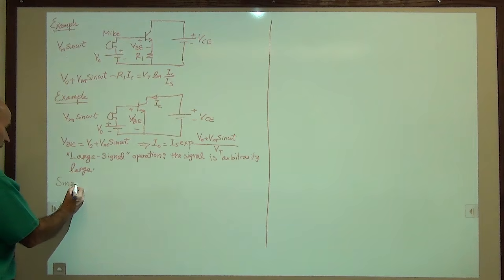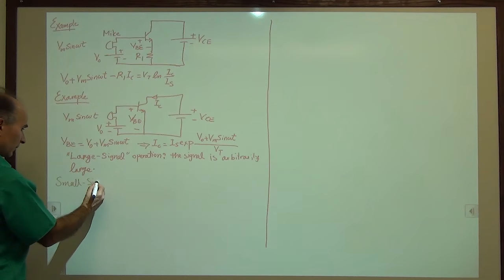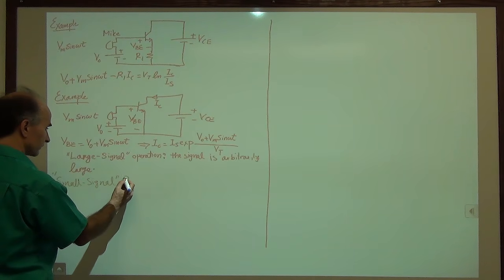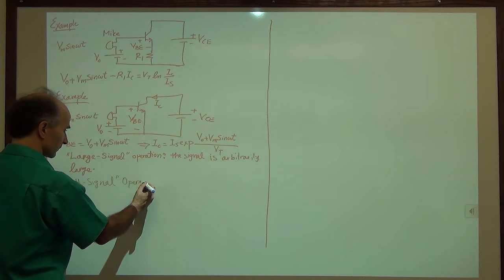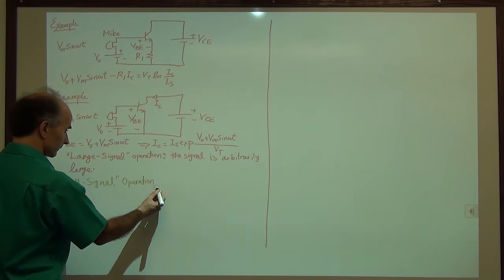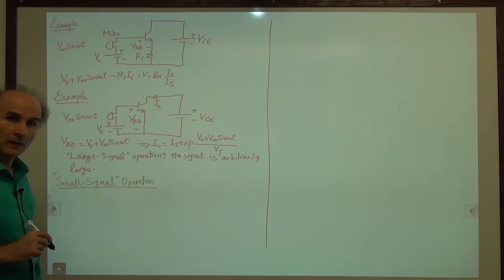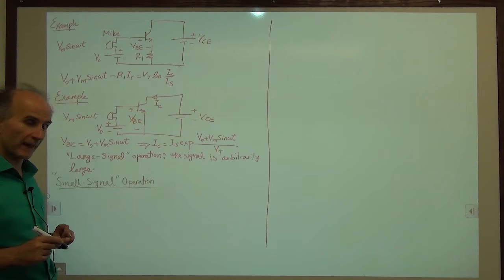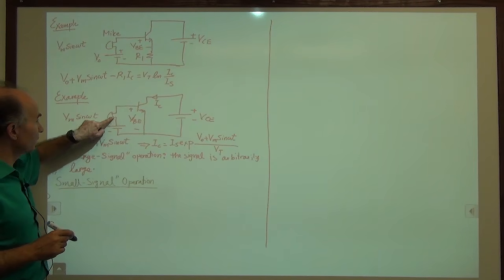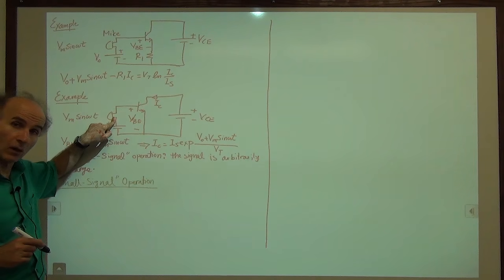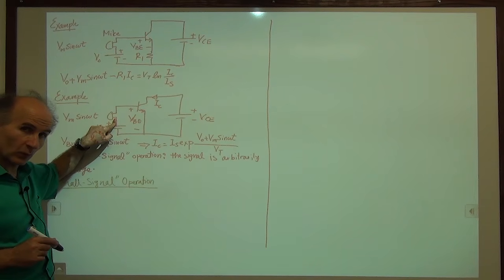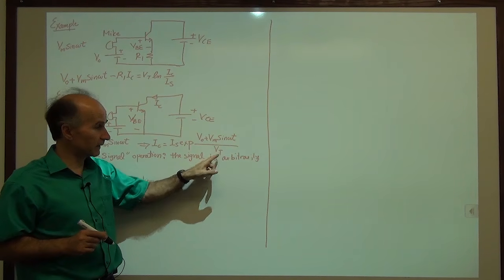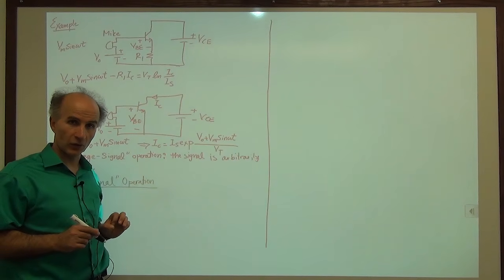Small signal operation. In the small signal regime, we make one assumption. The assumption is that the signal that is coming into the circuit is small. Small compared to what? Well, we'll see shortly. It has to be small compared to Vt, but that's to be shown.